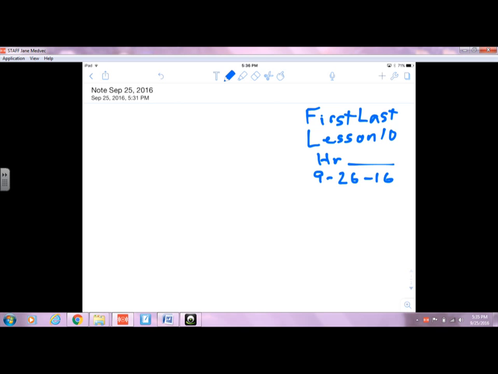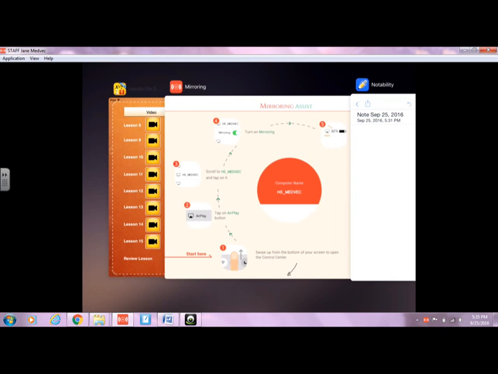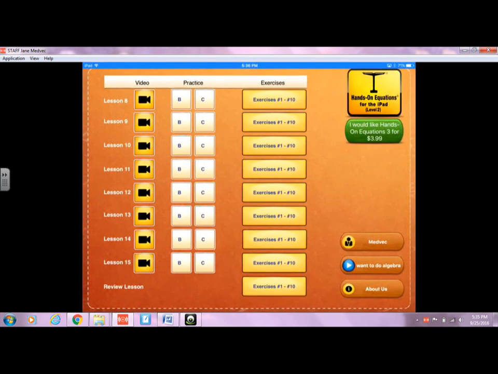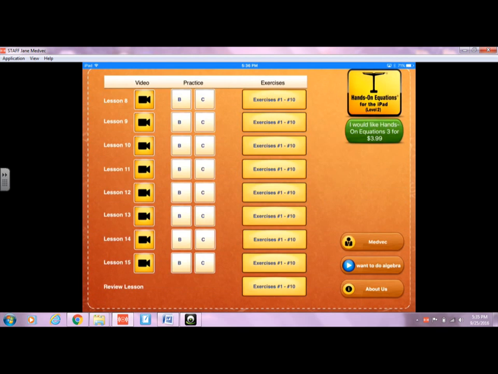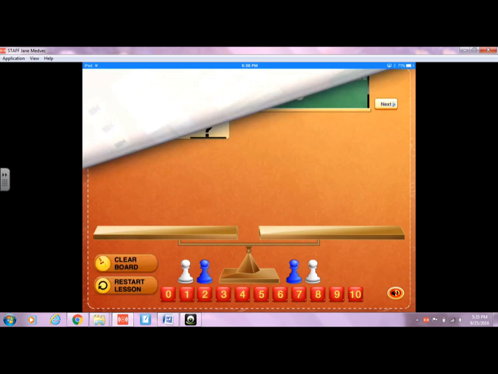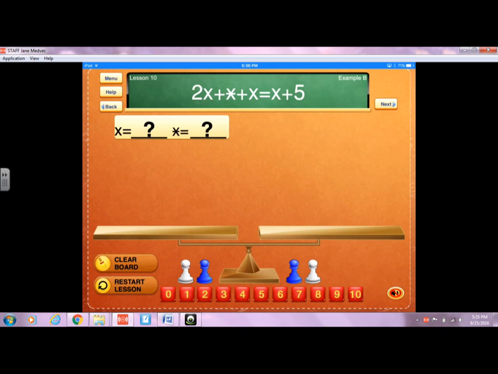So again, we're going to work on Hands-On Equations. So we're going to go back to the app. And again, I do not want you to put the app up right now. I just want you to be taking notes. So we're in the second app. We're looking at lesson 10, and we're looking at example B. Now this looks a little bit different than what we had before. Before we never had a star and an x on the same side.